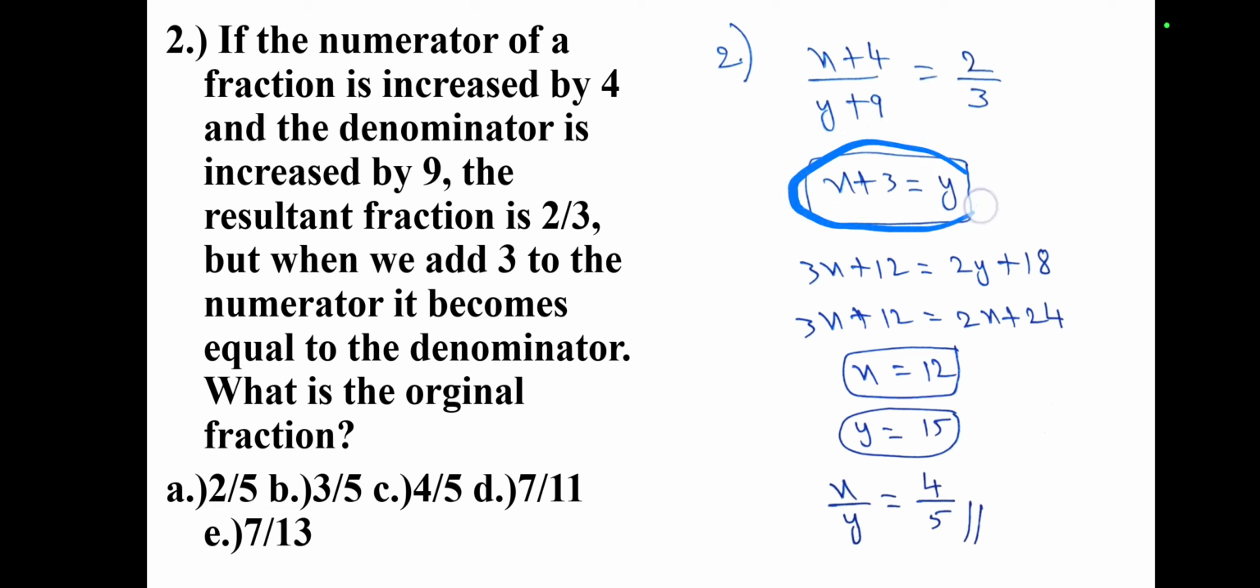We will substitute y equal to x plus 3 in this expression. That is, we get 3x plus 12 is equal to 2x plus 24. Therefore, x equal to 12, y equal to 15. Numerator is 12, denominator is 15. 12 by 15 is 4 by 5. Option C is the correct answer.